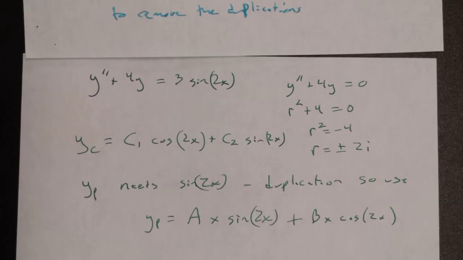By the way, eventually we will show that A is 0 and I only need the B cosine 2x part, but I got to get there. And that's going to take some work. I am not done with this section. There's more to be done here. This shows up a lot.